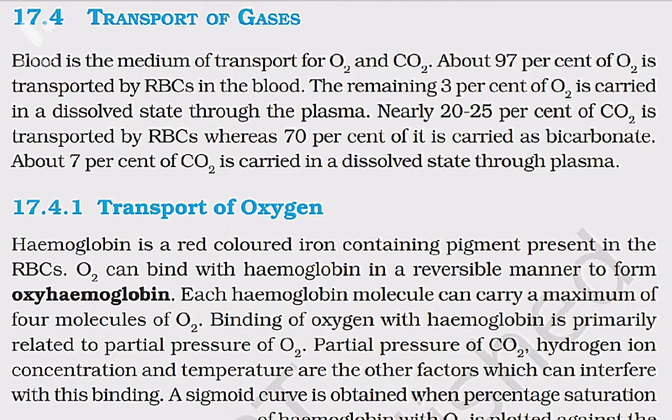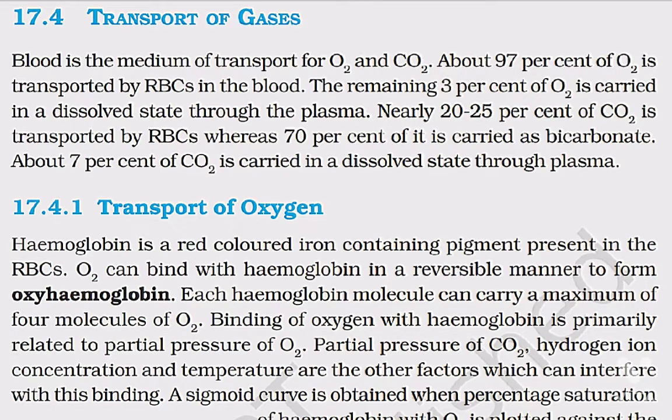17.4.1 Transport of oxygen. Hemoglobin is a red colored iron containing pigment present in the RBCs. O2 can bind with hemoglobin in a reversible manner to form oxyhemoglobin. Each hemoglobin molecule can carry a maximum of 4 molecules of oxygen. Binding of oxygen with hemoglobin is primarily related to partial pressure of oxygen. Partial pressure of carbon dioxide, hydrogen ion concentration, and temperature are the other factors which can interfere with this binding.